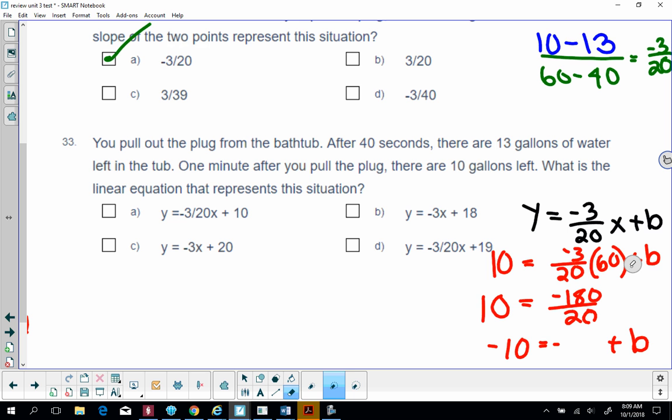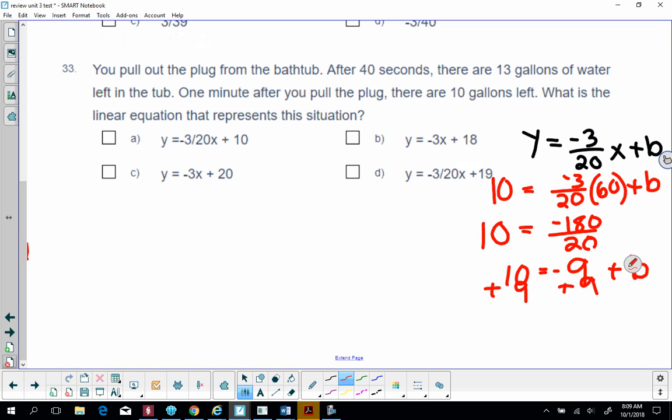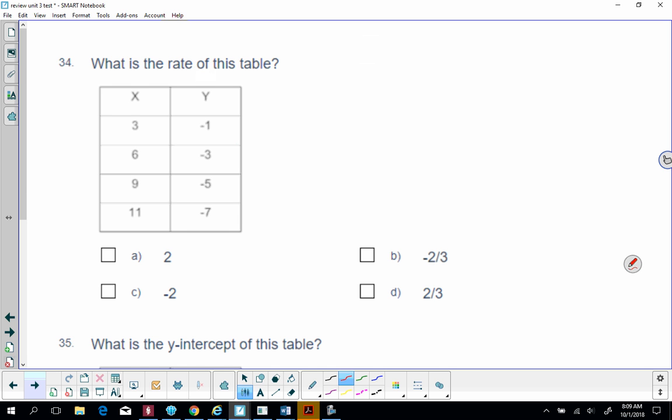Negative 9 plus b. Then how do you get b by itself? Add 9, right? I add 9 to both sides. And what is 10 plus 9? 19. So your y-intercept would be 19, which is this one. There's that. So these are the tables.